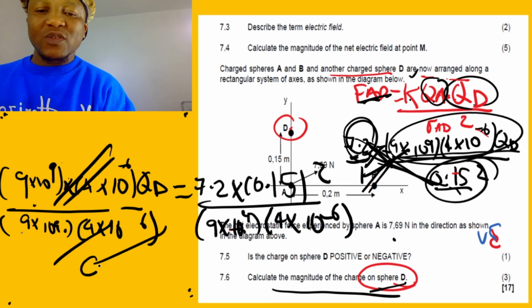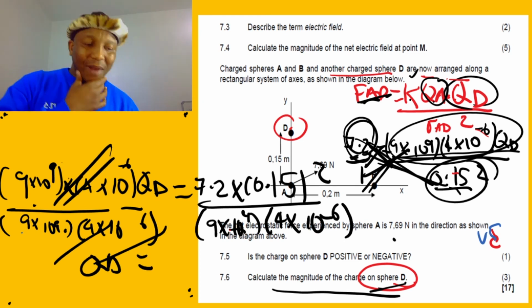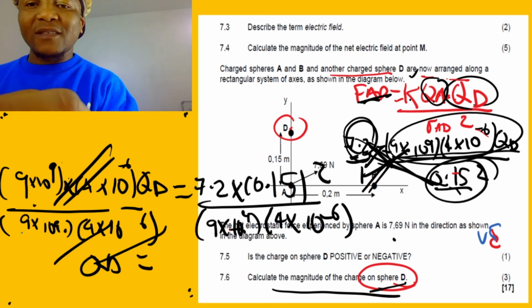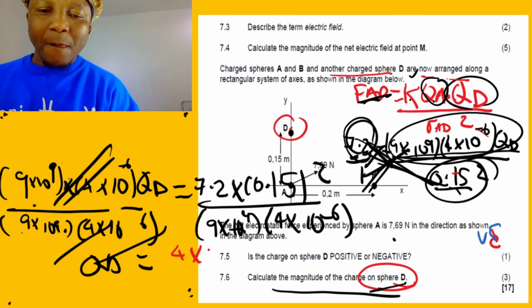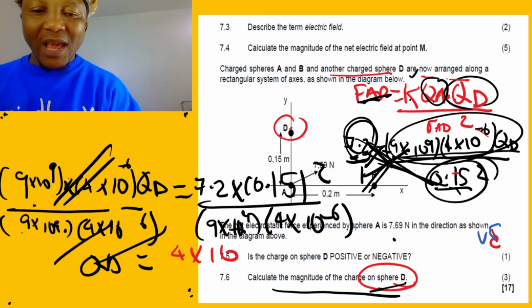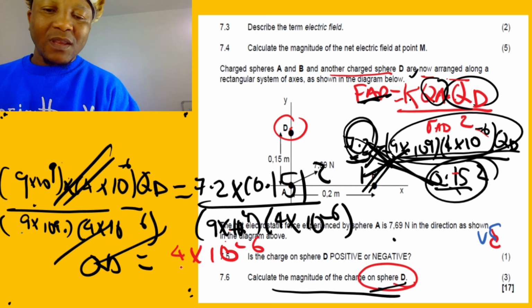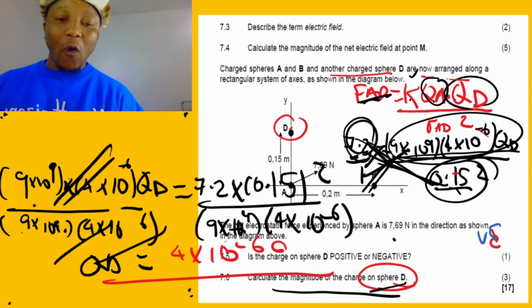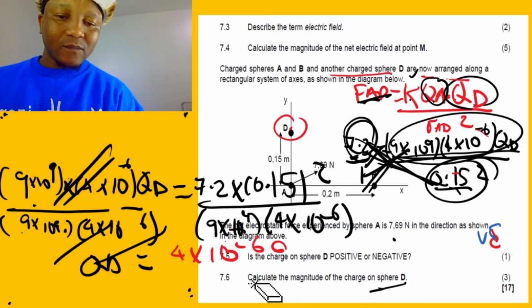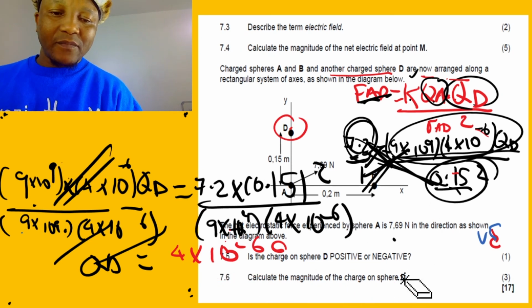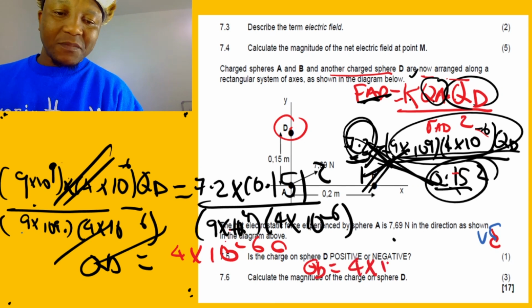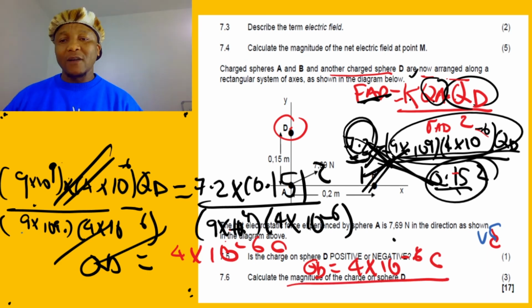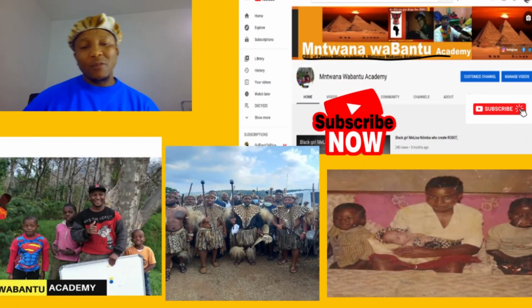This and this cancel, so we say the quantity of charge of D equals, plug in the calculator, and that's going to give a final answer equal to 4 times 10 power negative 6 coulomb, because this is a charge. So the charge of D is equal to 4 times 10 power negative 6 coulomb.